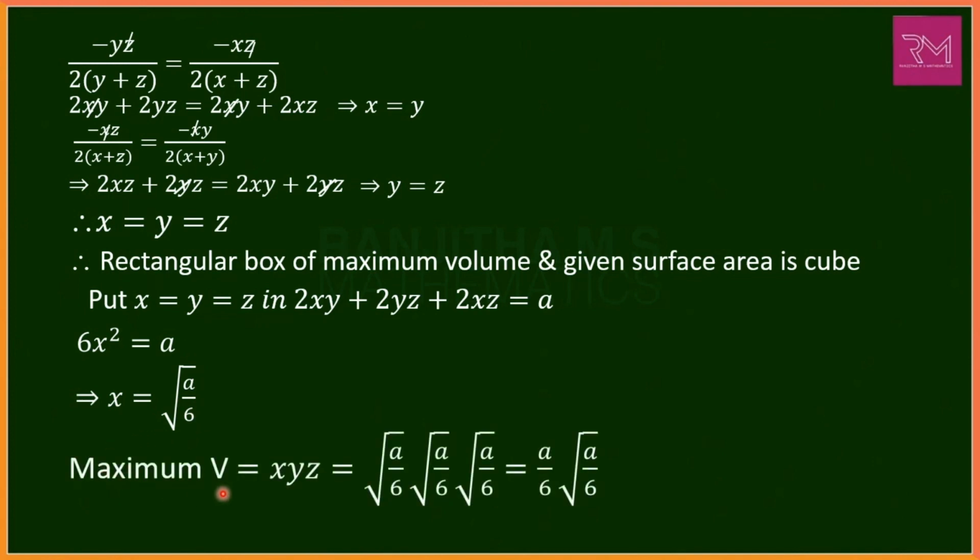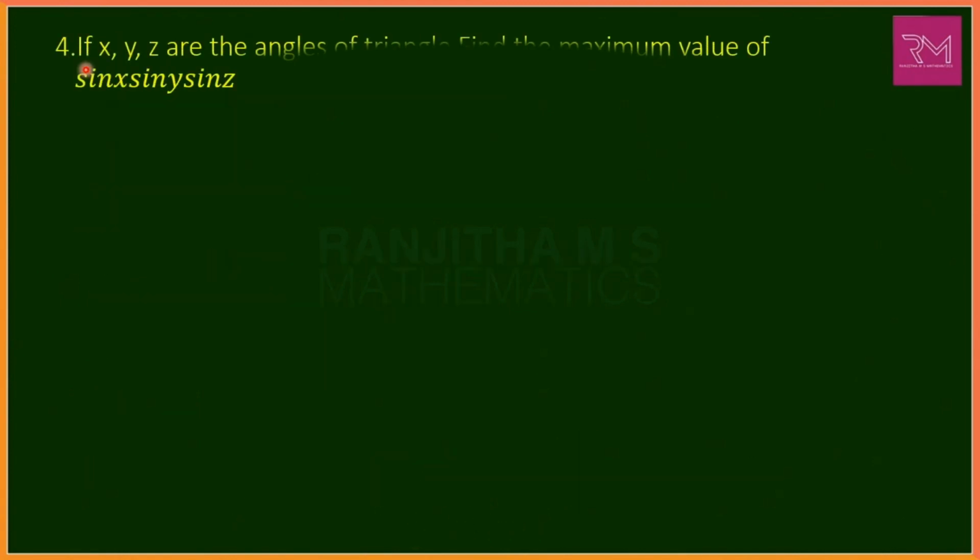Hence the maximum value of v, which is equal to x into y into z. Substitute here x is square root of a by 6, here x is equal to y is equal to z, so the y value is also root of a by 6, and the z value is also root of a by 6. Multiplying all these values, root of a by 6 into root of a by 6 is root of a by 6 whole square. Simply we get the value as a by 6 into root of a by 6. This is the maximum value of v. This completes the problem.